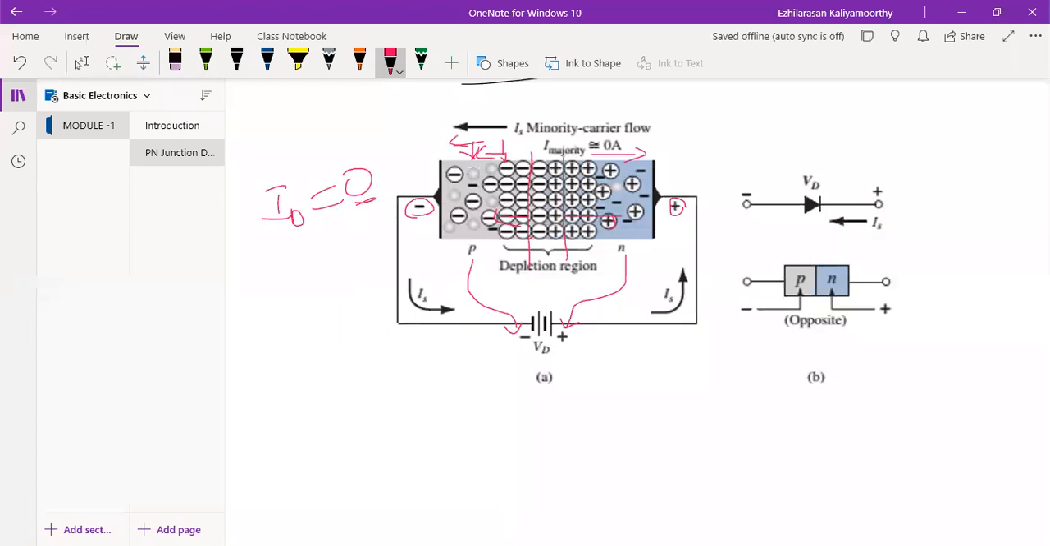Practically, there will be some amount of current flowing in the reverse direction. That is called the reverse current, or saturation current. That current will normally be in terms of nano ampere or pico ampere. If I say pico ampere, it won't be noticeable that much. It's very small.